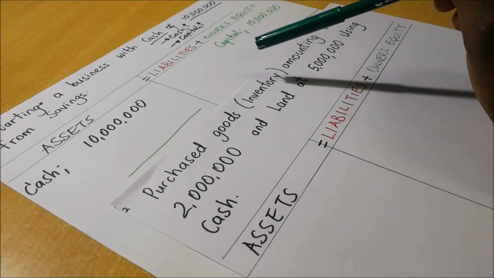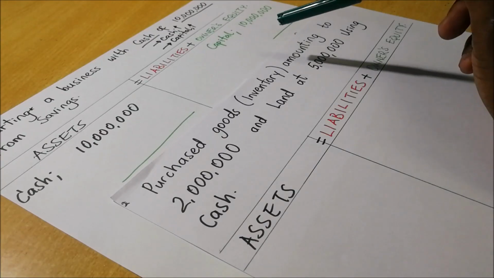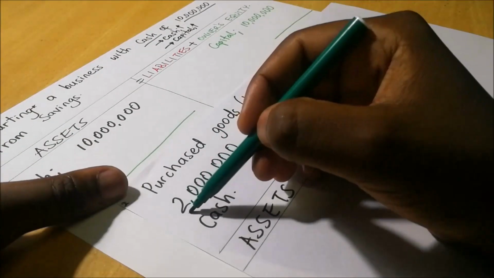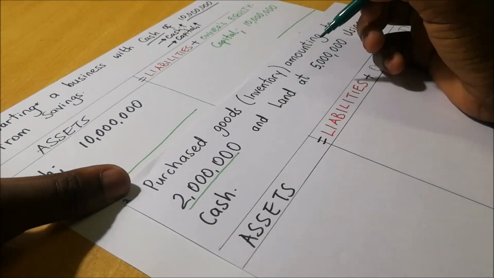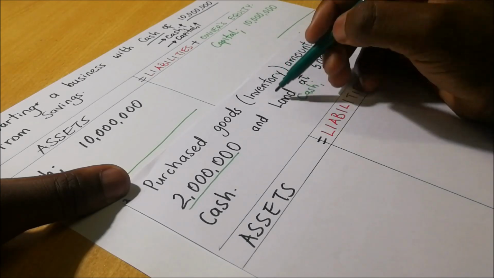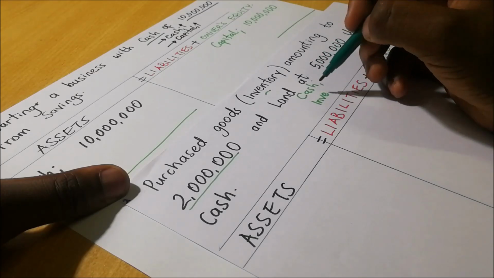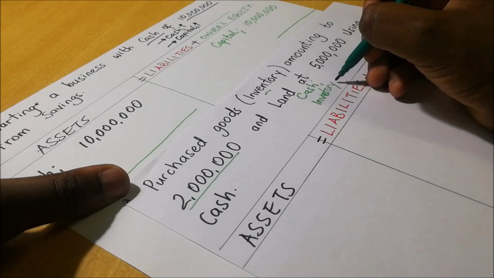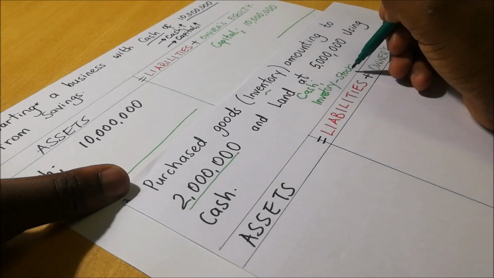So let's deal with the first. The first one, we used cash to buy goods. So it means that the goods that have been bought are 2 million. So what are the 2 items affected here? The 2 items affected for starters here are, of course, cash, and then inventory, or what we are calling the goods. We could call it inventory, we could call it stock. Let's call it stock. So we have cash and stock.